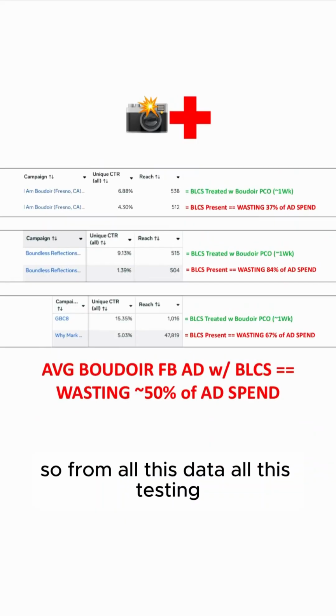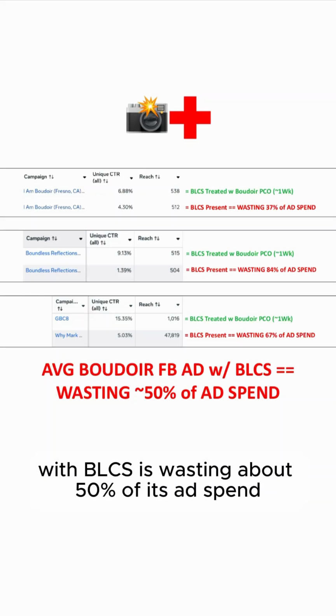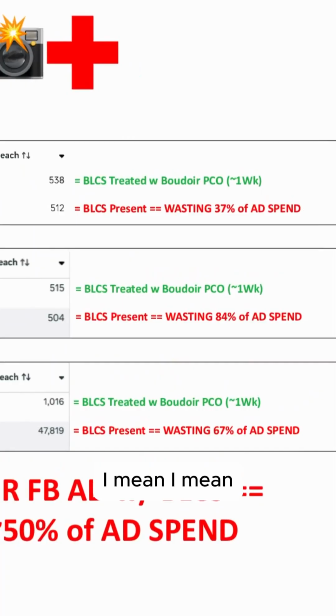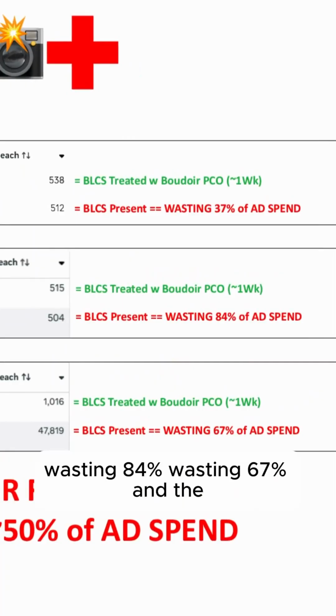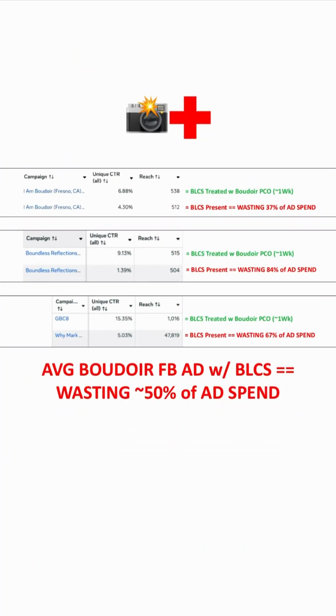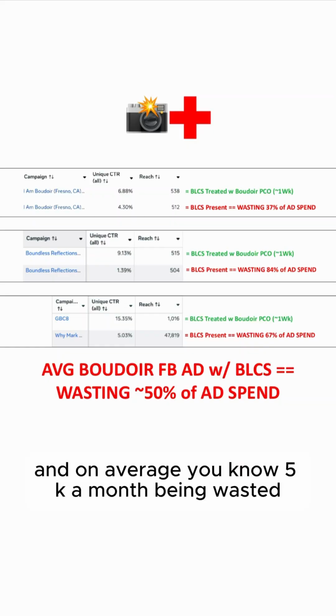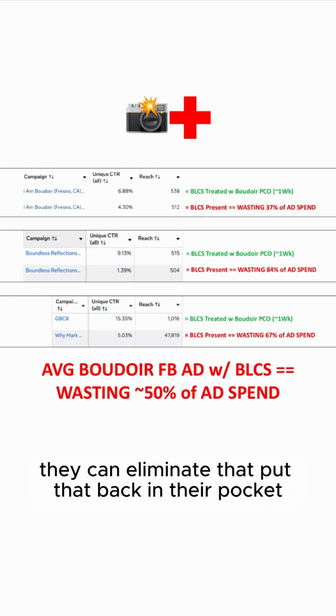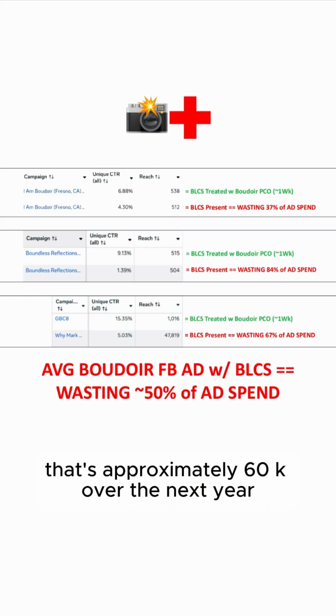So from all this data, all this testing, what I've seen, the average Boudoir Facebook ad with BLCS is wasting about 50% of its ad spend. I mean, check out these numbers here: wasting 37%, wasting 84%, wasting 67%. So if they're spending more than 10 grand a month on Boudoir Facebook ads, then on average, 5K a month is being wasted. They can eliminate that, put that back in their pocket. That's approximately 60K over the next year.